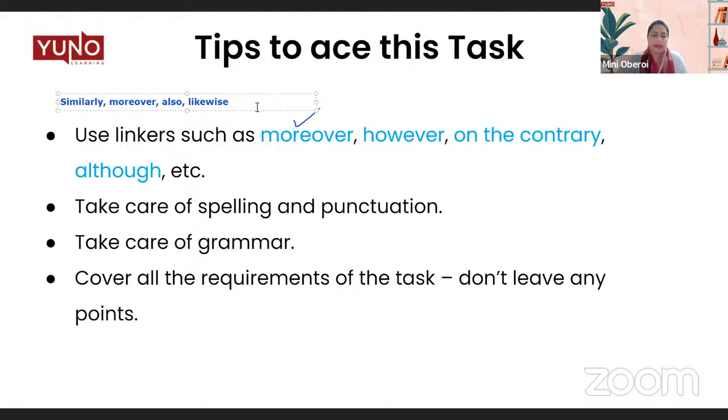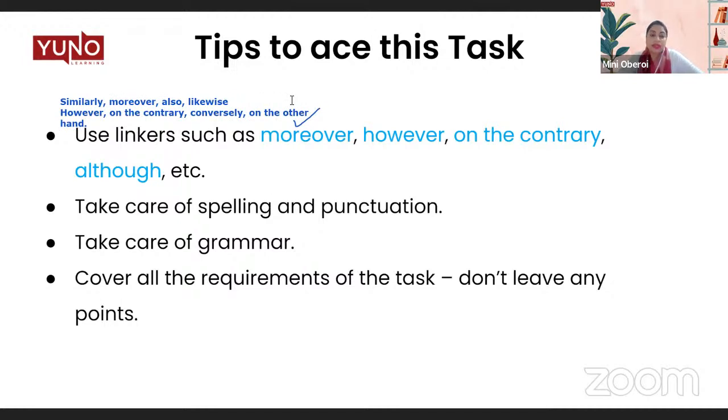Today also, same pattern. But if I have a contradiction, right? If I used to like something else earlier, but now I like something else. But gives the contradiction. So in that case, we can use linkers such as however, on the contrary, conversely, right? We can use such linkers to connect our ideas also.